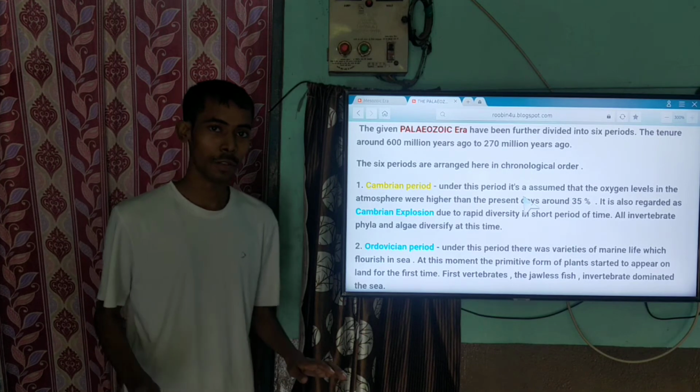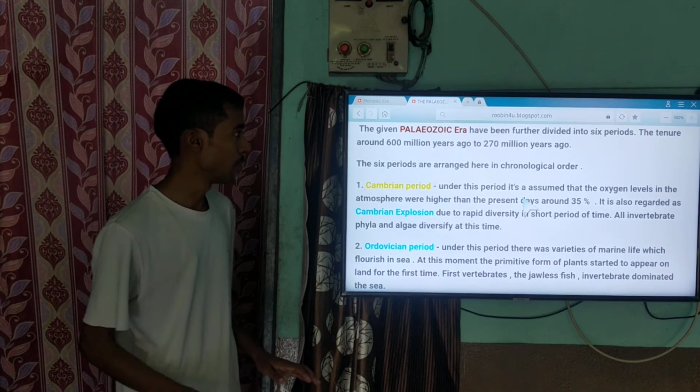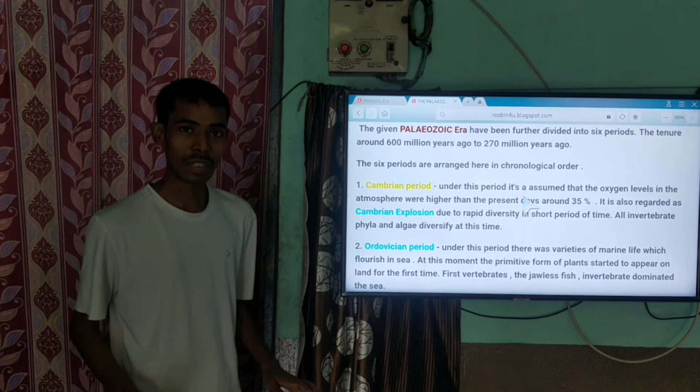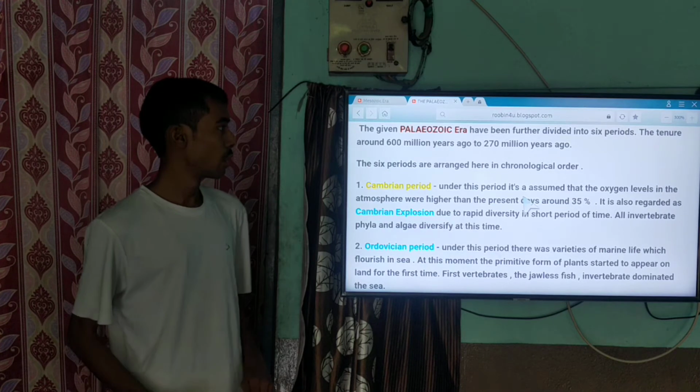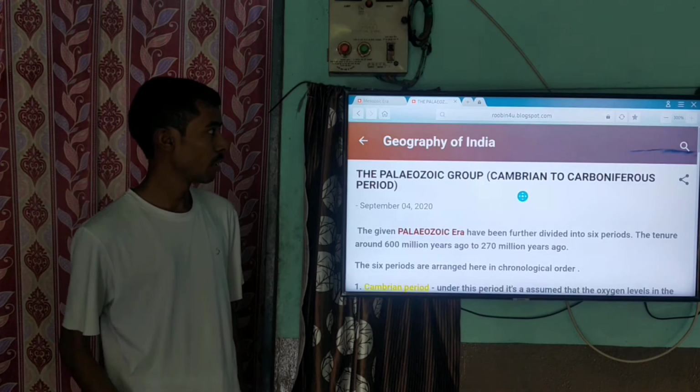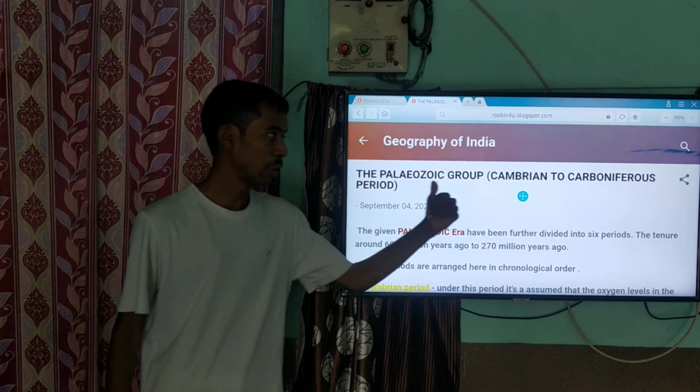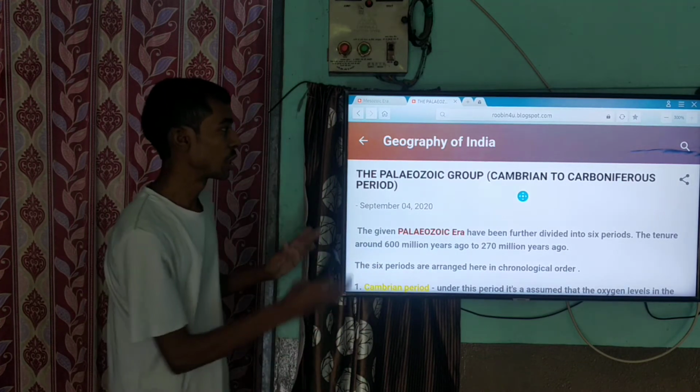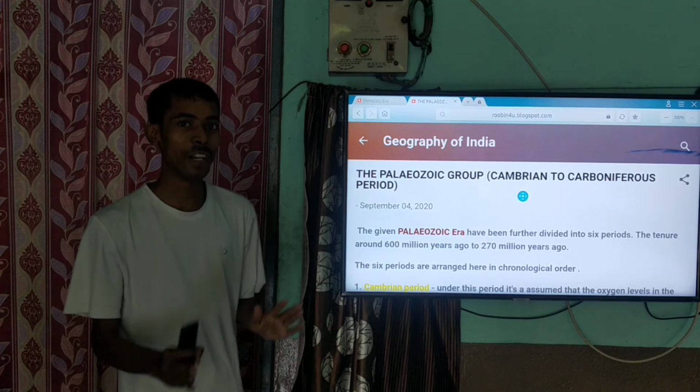Very good morning. Today we are going to begin from the Palaeozoic era. Okay. Let me show you the main topic name. It is the Palaeozoic group. Okay. So this group begins from when to when.